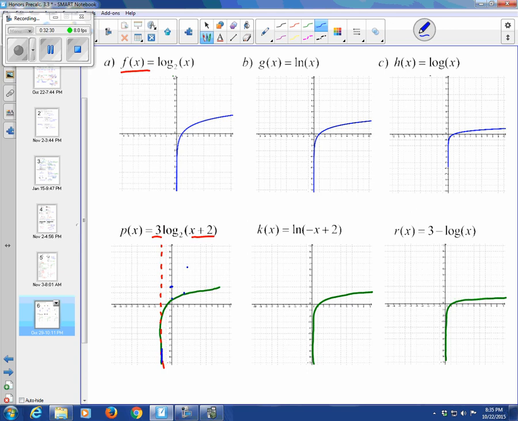Now, I'm not going to ask you guys to be that accurate with these, but in general, we want to know what's happening with these stretches. And basically, we'd see a stretch that looks something like that. Vertical stretch.